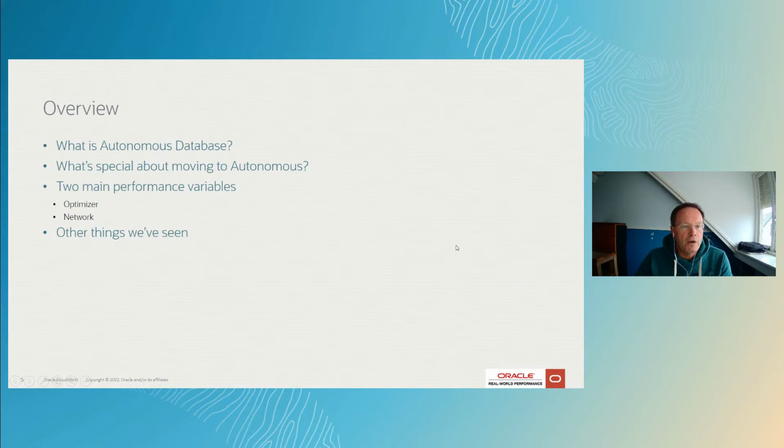So today, I would like to start with real brief, what is autonomous database, just at a very high level, and then talk about what's special about moving to autonomous database versus moving just internally to a new release. And then discuss the two main performance variables that we have seen at the root cause of things not going good when customers move to autonomous database. And if time permits, I have a few other things that we've seen I would like to share.